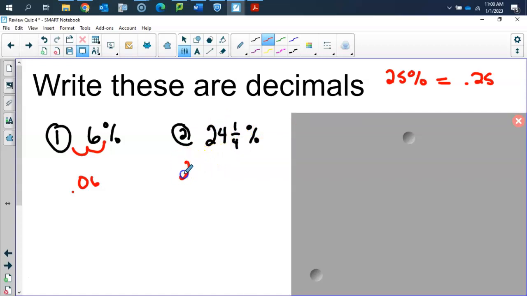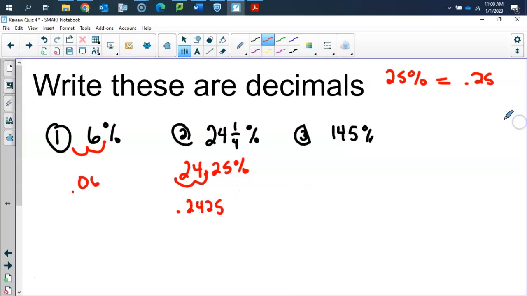Well, first thing we need to realize is that this is 24.25%, because 1/4 is 0.25. Move this to the left, 0.2425. Last one, go. Well, if I move this to the left, I get 1.45.